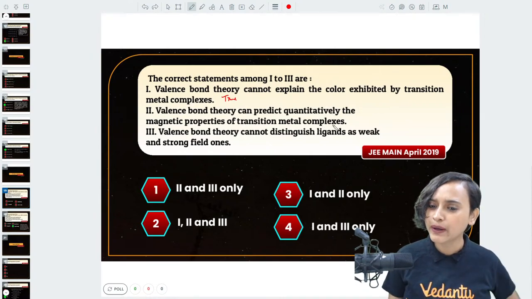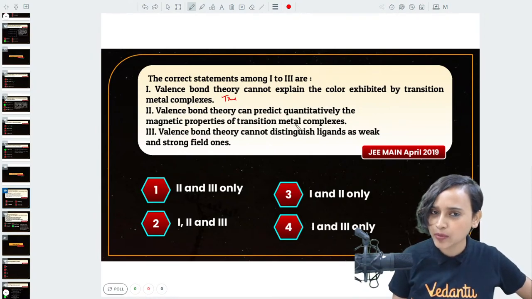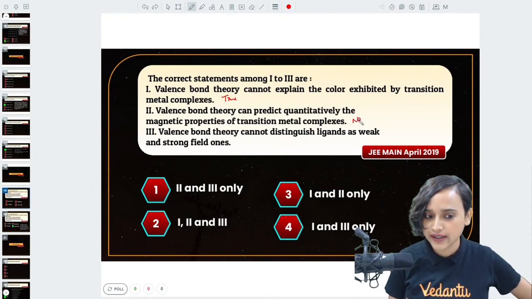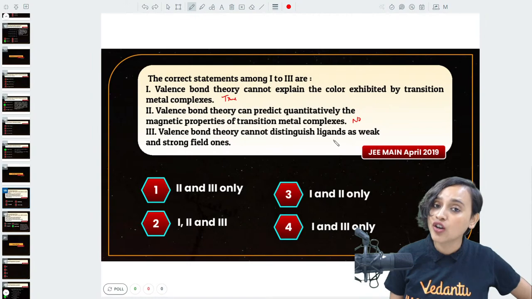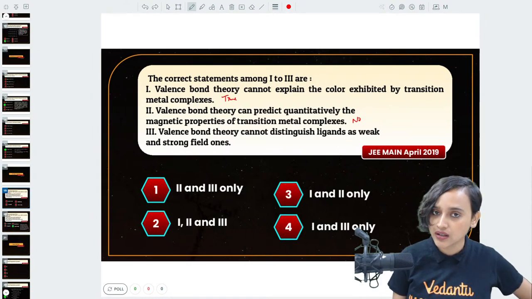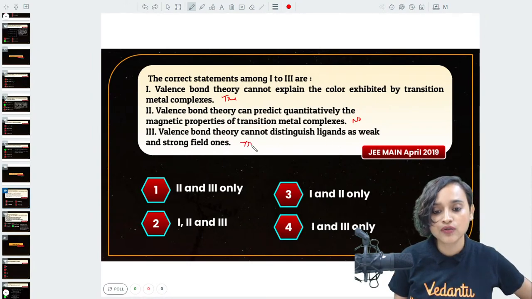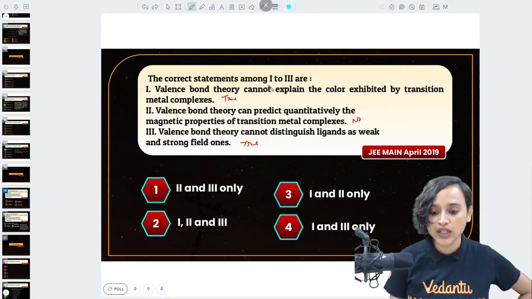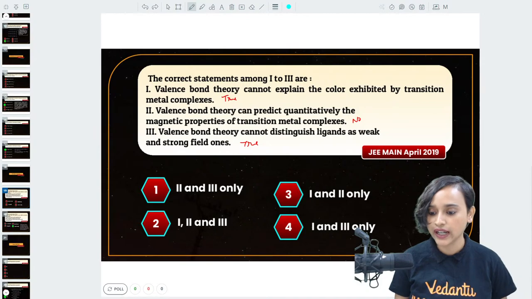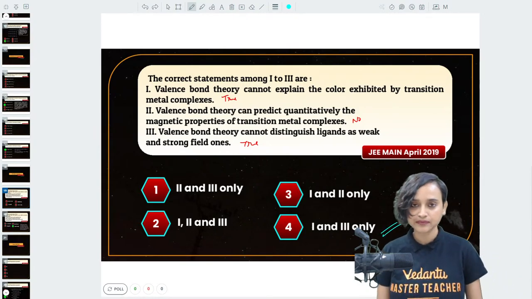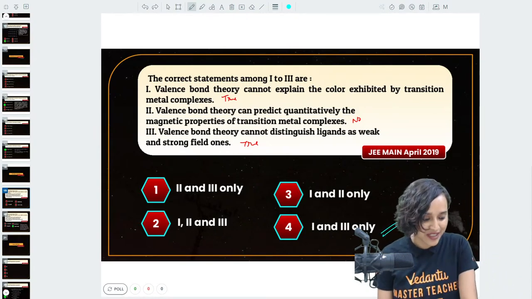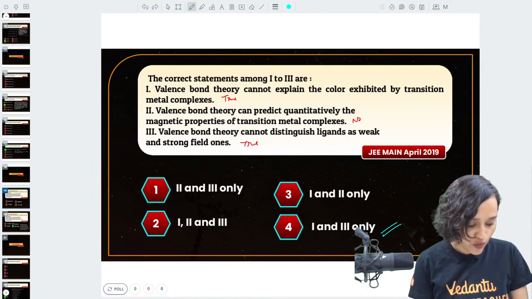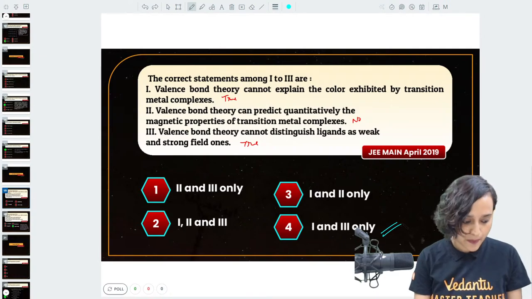Valence bond theory can predict quantitatively the magnetic properties of transition metal complexes. No, this is false, right? Valence bond theory cannot distinguish ligands as weak and strong field ones. Absolutely true. This is also correct. So what is our answer, guys? 1 and 3 only, right? Option 4 is the correct answer, isn't it?